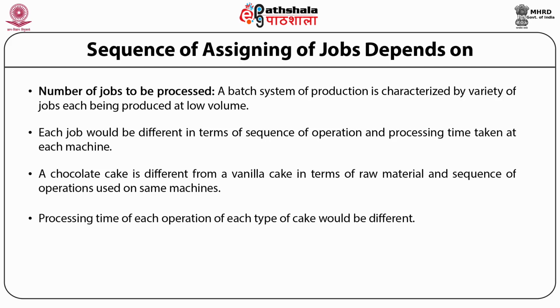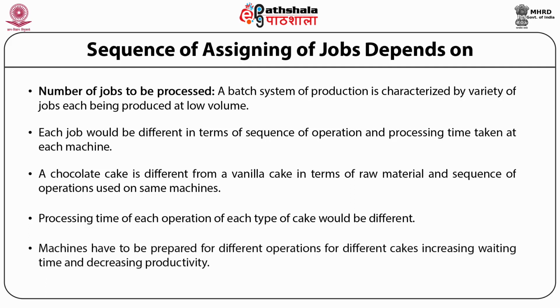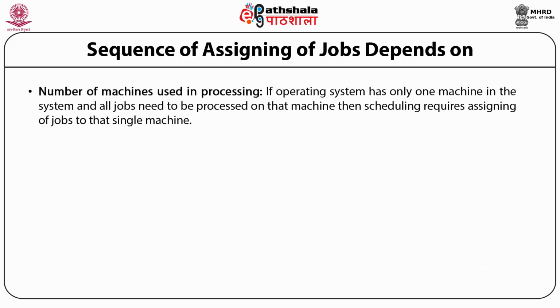Also, variety of operations impact setup time. Machines to be prepared for different operations for different cakes, increasing waiting time and decreasing productivity. Thus, variety of jobs using same machines but in different sequence increase scheduling problem. Number of machines used in processing.